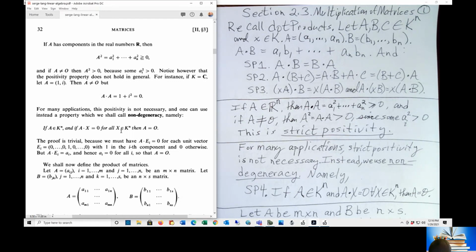That's a property called strict positivity. So the vector space Rn has the property of strict positivity. However, for most applications that we deal with, strict positivity is more than we need. It's not necessary.